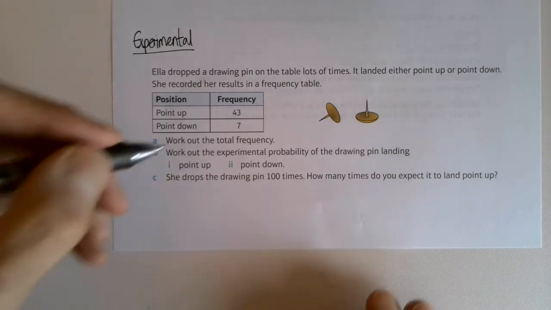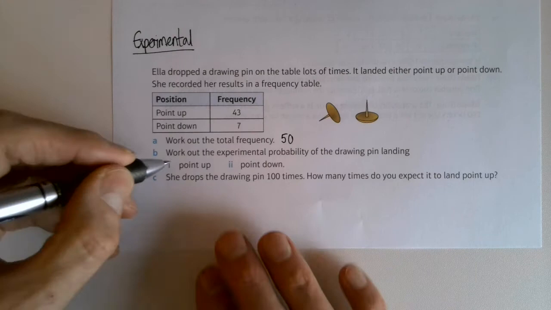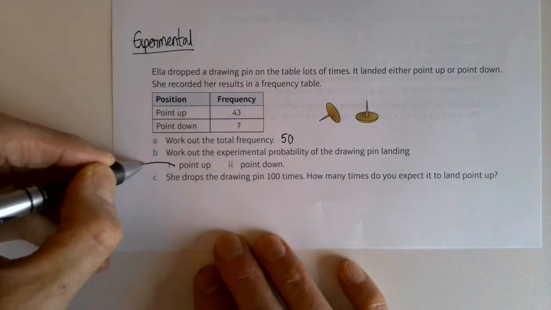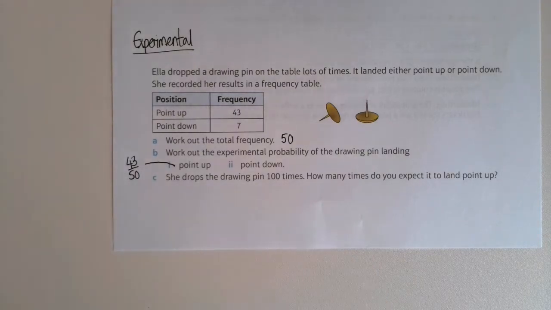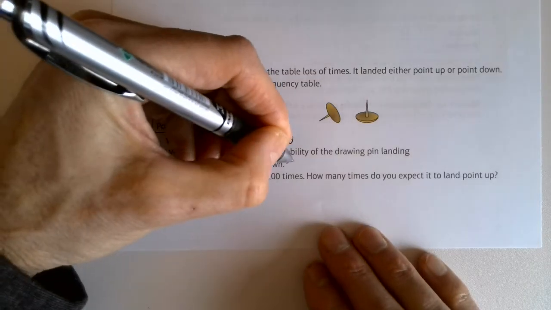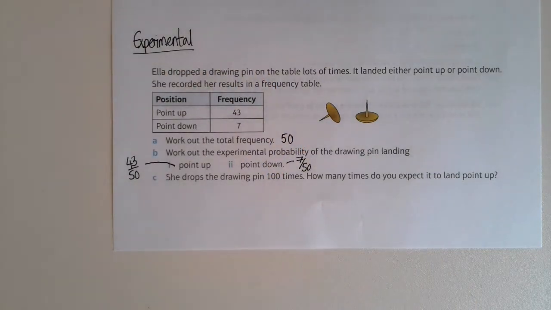So in this case, they've dropped the pin 50 times, and the number of point ups they got was 43, and the number of point downs was 7. So all we can say is that according to this experiment, the probability of point up is 43 out of 50, that's 86%, and the probability of point down is 7 out of 50. Now, of course, that is only based on that one experiment. If we did it another 50 times, we would probably get slightly different results.